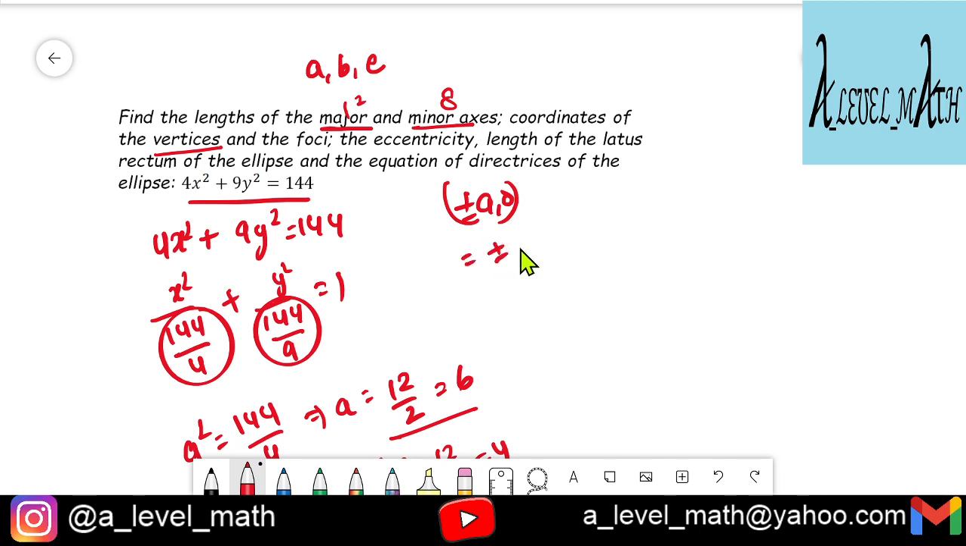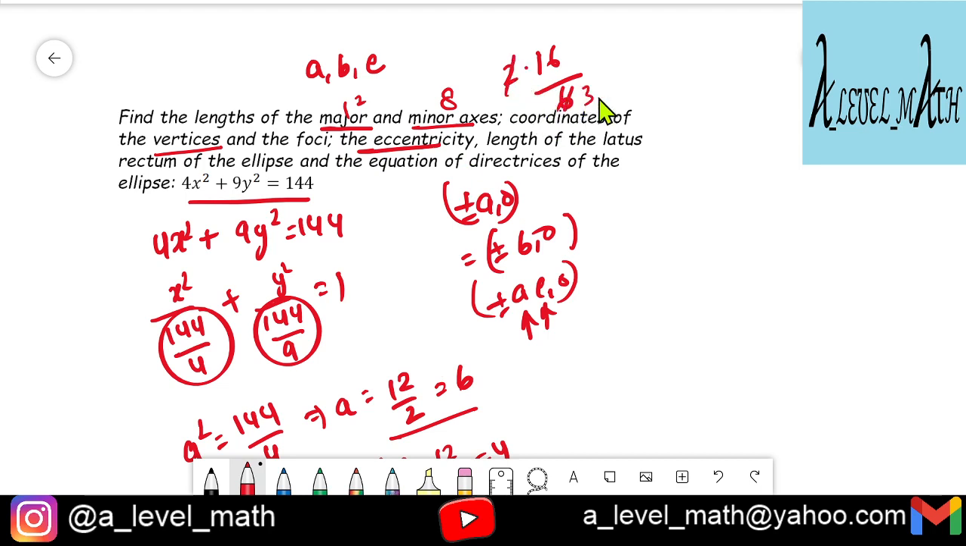So in our case it is plus minus 6 comma 0, and the foci are plus minus a e comma 0. I don't know what the value of e is, but whatever it is, just plug in these values, plus minus a e comma 0 will be your answer. Eccentricity you will find out. Length of the latus rectum is 2b square by a. So 2 times 4 square by a is 6. So you can cancel things out over here. 2 times 3 is 6. So 16 by 3 is the length of your latus rectum.